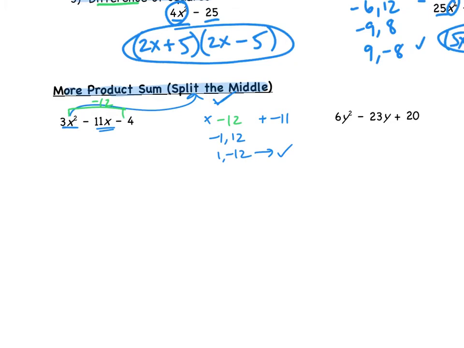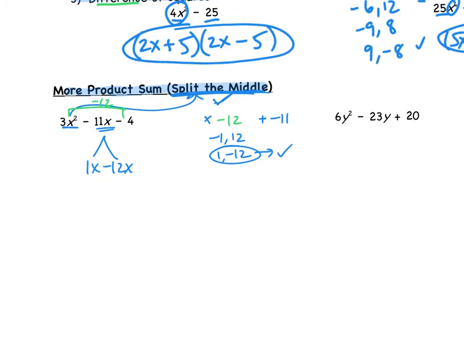Things are a little different. Before, we would have done x plus 1, x minus 12. That's not the case though. We have a few more steps. This method is called split the middle. It tells us what we need to do. We need to split the middle term. Instead of writing it as negative 11, we're going to write it in terms of those two numbers we came up with. So we have 1x minus 12x.